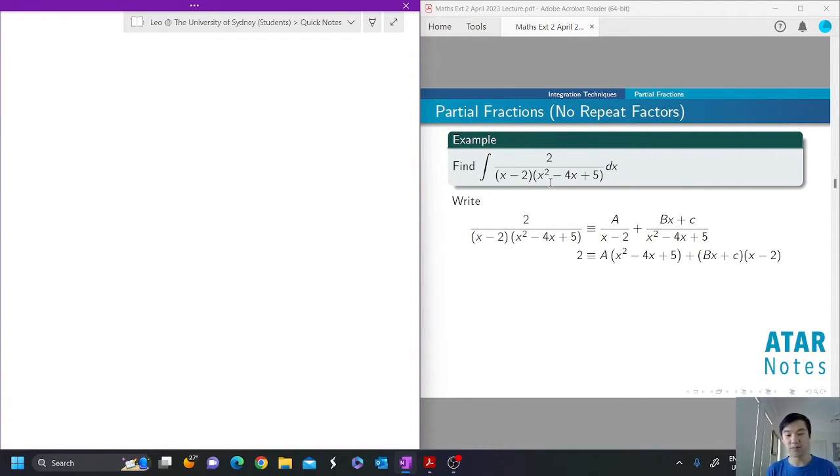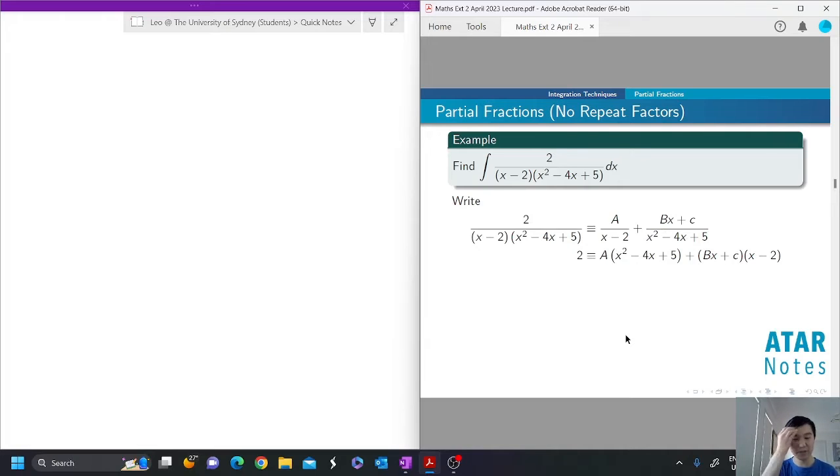Just like what we've done here, we're going to rewrite this in a different form. We're going to let it be identically equal to the sum of two fractions, because there are two factors here: x minus 2, which is one factor, and x squared minus 4x plus 5, which is irreducible. It can't be further factorized, which is what we want, because if it could be factorized, you would be able to split it into 3 fractions instead. But in this case it's irreducible, so we can just leave it as a quadratic like that.